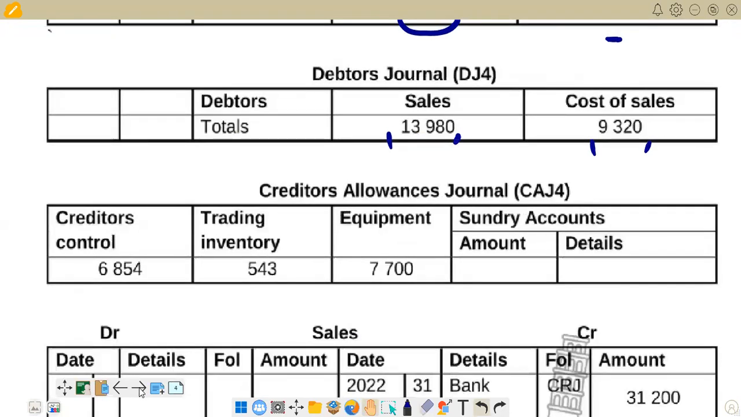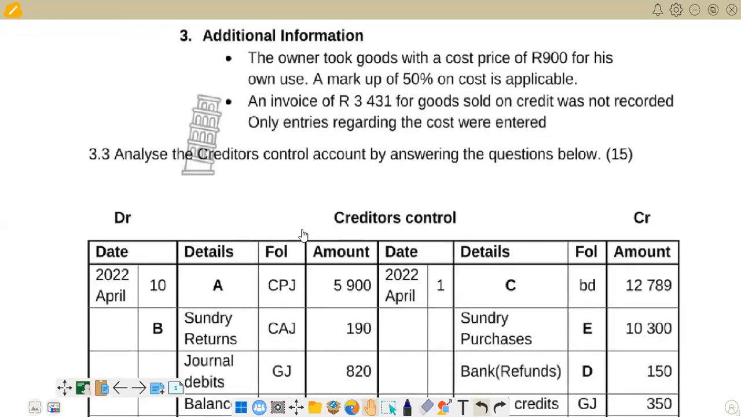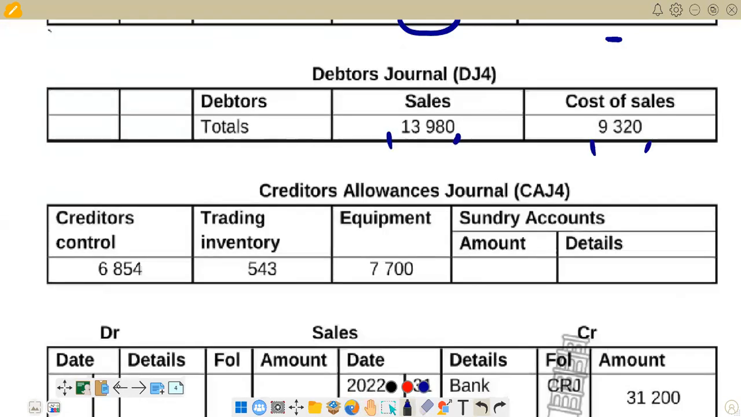We can go to the next page. We have got this amount in the additional information, item 3: an invoice of 3,431 for goods sold on credit was not recorded, or only entries regarding the costs were entered. So what does it mean? It means this amount is for our sales, but it was not entered, so we need to enter it. So this 3,431, we are going to add to the figure that we have there for our sales, which is 13,980.